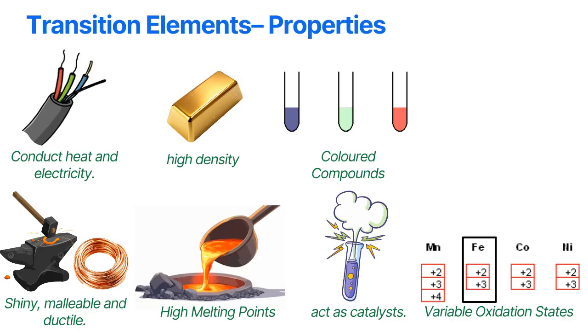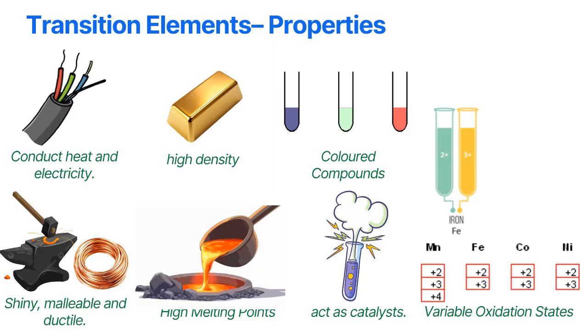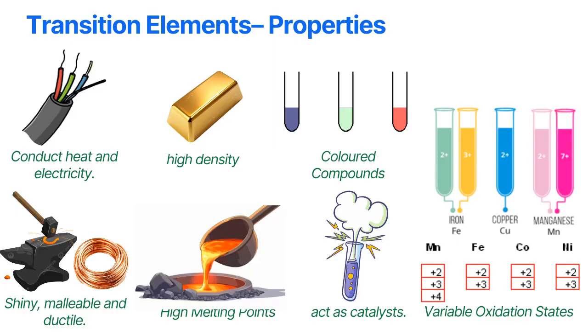These variable oxidation states also explain why transition metals form many different colored compounds. For example, iron 2 compounds are usually green, while iron 3 compounds are often brown or yellow. Other examples include copper 2 ions forming blue compounds, chromium 3 ions forming green compounds, and manganese 2 ions forming pink compounds. These colors are commonly tested in practical chemistry.